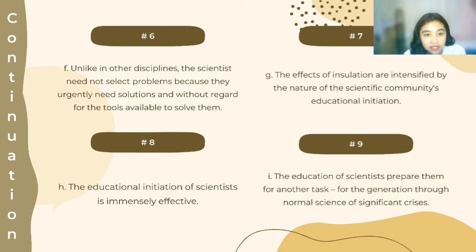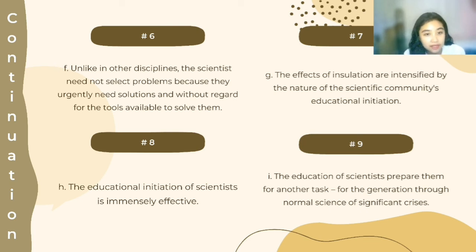Next, the effects of insulation are intensified by the nature of the scientific community's educational initiation. What are these insulation effects? The insulation of the scientific community from society permits the individual scientist to concentrate on problems that he has good reason to believe he will be able to solve. And it is being said that those who work in an orthodox group, or with an audience that shares one's own values and beliefs, can dispose of one problem and get onto the next more quickly than those who work for a more heterodox group.